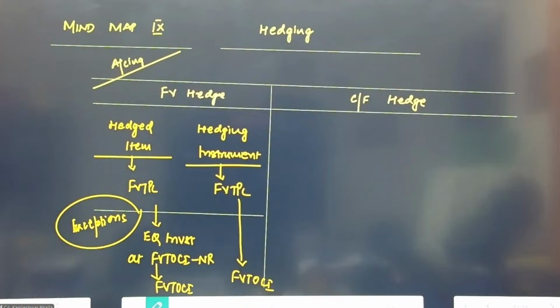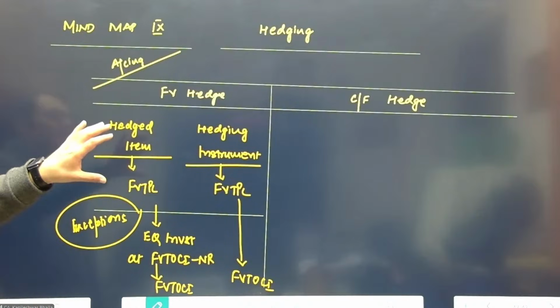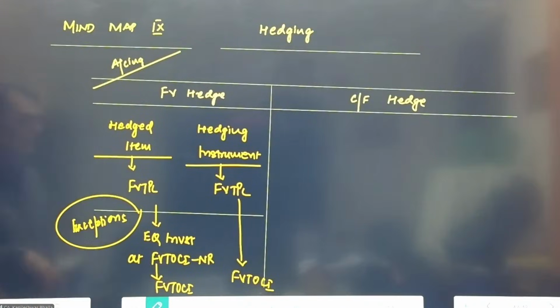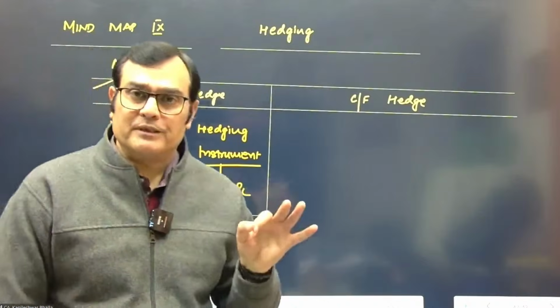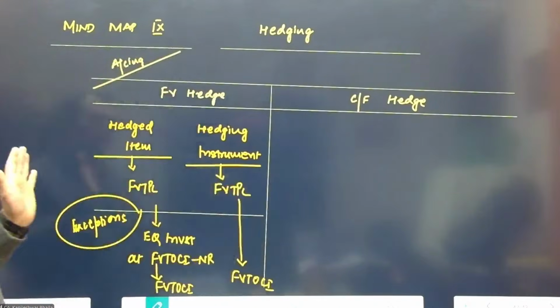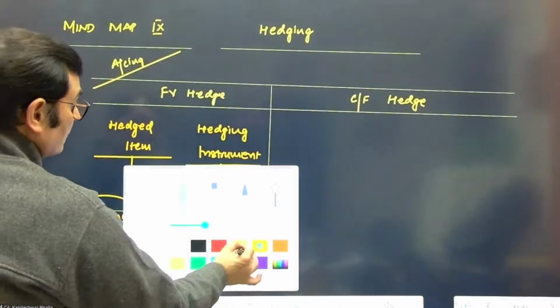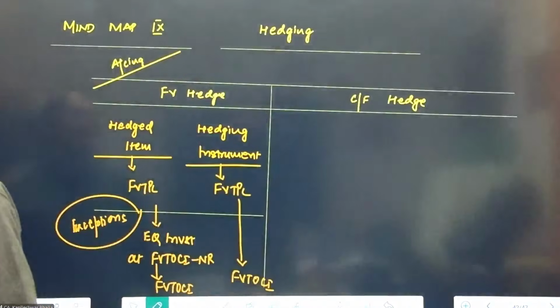So fair value hedge is pretty simple and straightforward indeed, because all the fair value changes, whether they relate to the item or to the instrument, are going to be captured in profit and loss. Now let's talk in terms of the cash flow hedge.